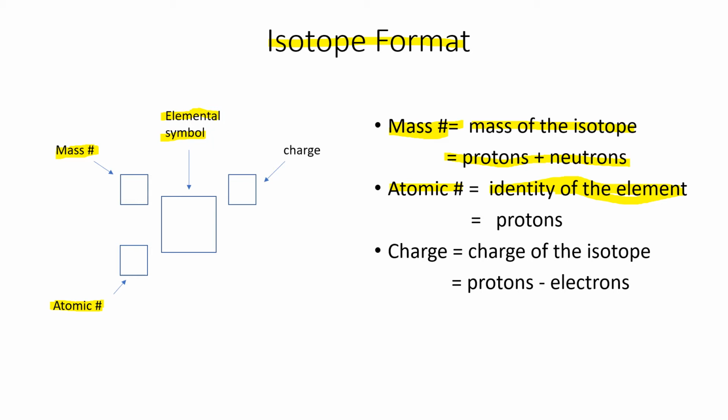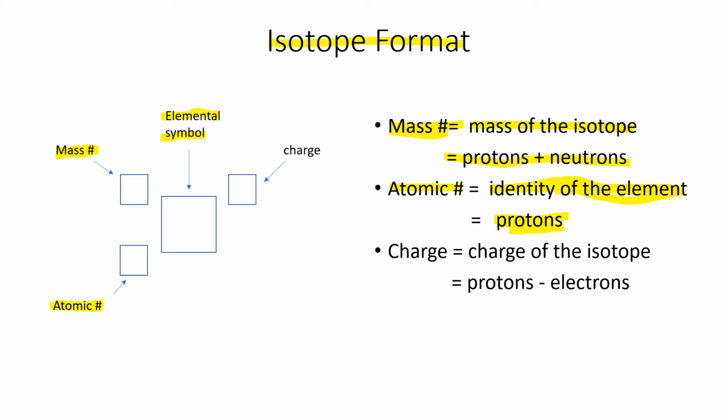Every different element will have its own atomic number. And what makes each element different from another element is the number of protons. The atomic number is going to equal the number of protons that you have in that specific atom.